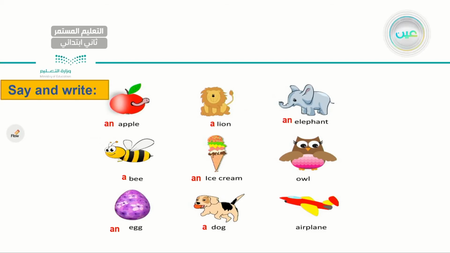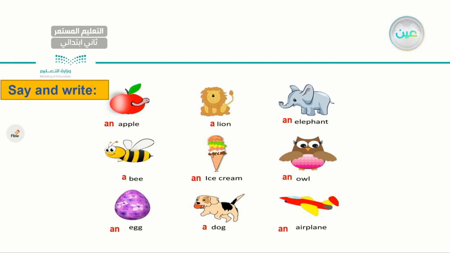An elephant. Very good. It starts with the vowel E. Next picture, I have an owl. Owl. So it starts with the vowel O. An owl. Very good. Last picture, I have an airplane. Airplane. It starts with the vowel A. So we will go with the article an.